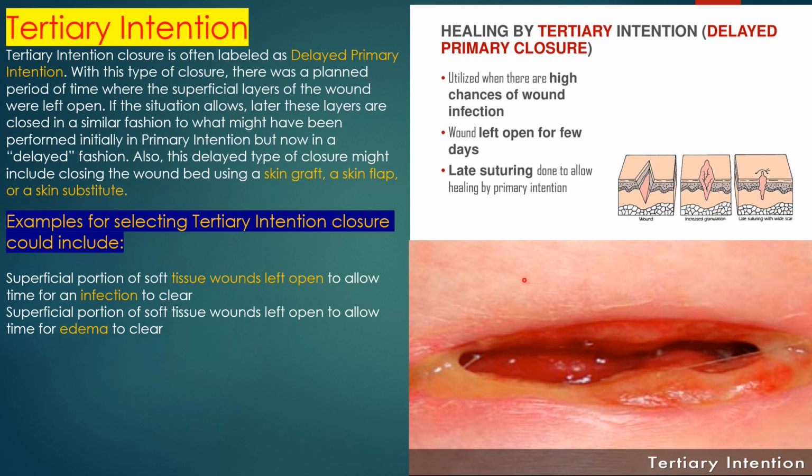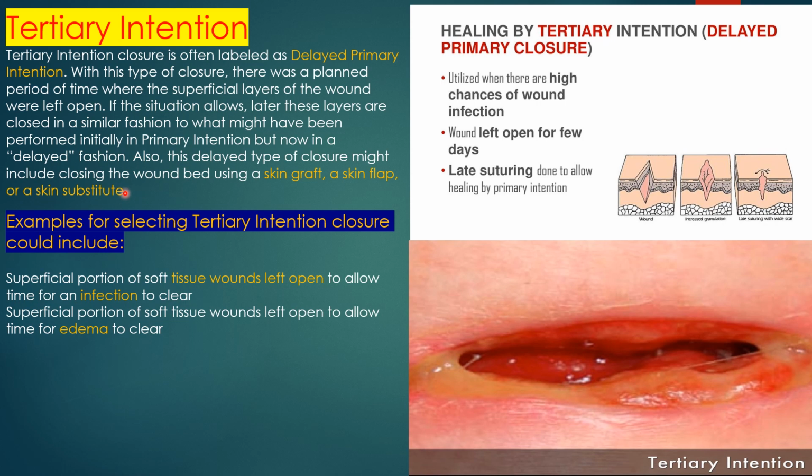After converting the contaminated wound into a clean wound, we have to close it with suturing or skin graft or flap cover. In secondary intention, the wound will heal itself with granulation tissue and reepithelialization. But here, after waiting some period to convert the contaminated wound into a clean wound, we are closing the wound with skin graft, skin flap, and skin substitute.